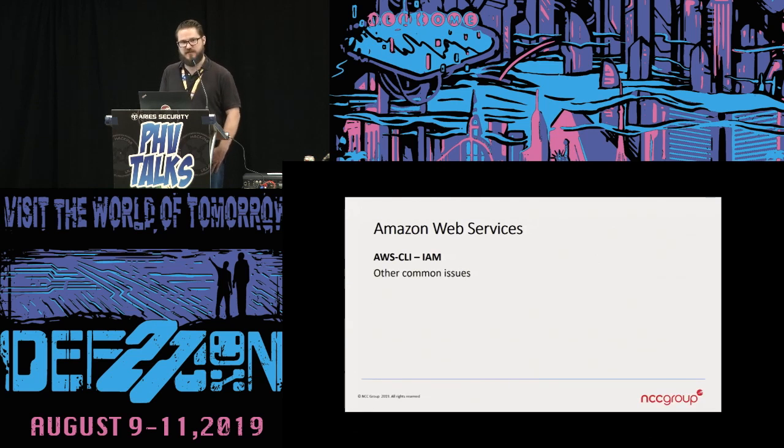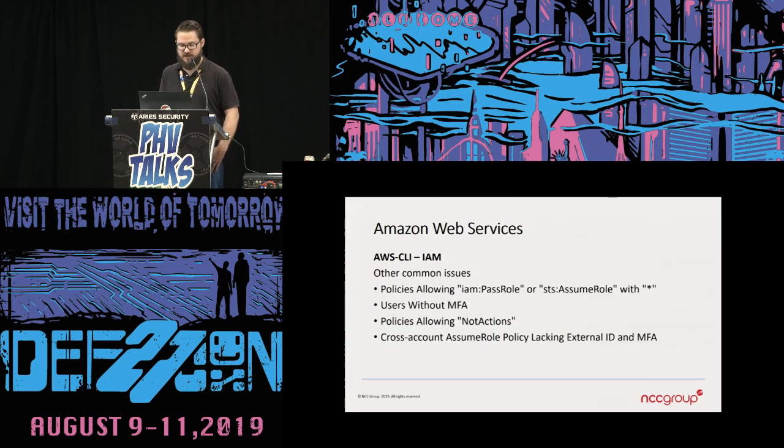So some other common issues that we see with IAM: policies that allow IAM pass role and STS assume role with a wildcard. So this could be for wildcard resources. This could be for wildcard principals or users. If you had wildcard for principals, that means anybody can do whatever this specific action is.